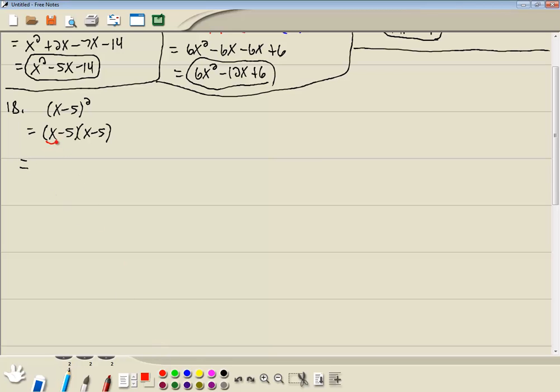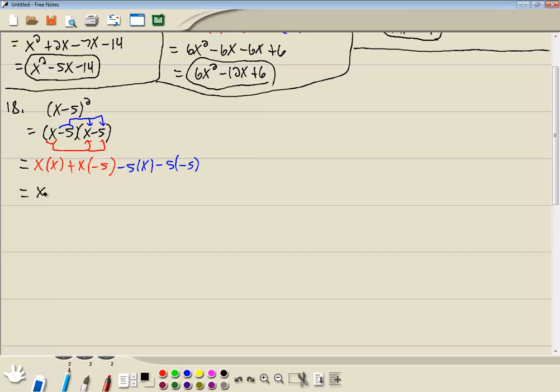Okay, so I'm going to take my first term here, the x, multiply it times the x over here, times the negative 5. So we got x times x and x times negative 5. And then we'll take our second term, the negative 5, and multiply times the x over here and times the negative 5. So we've got negative 5 times x and negative 5 times negative 5.